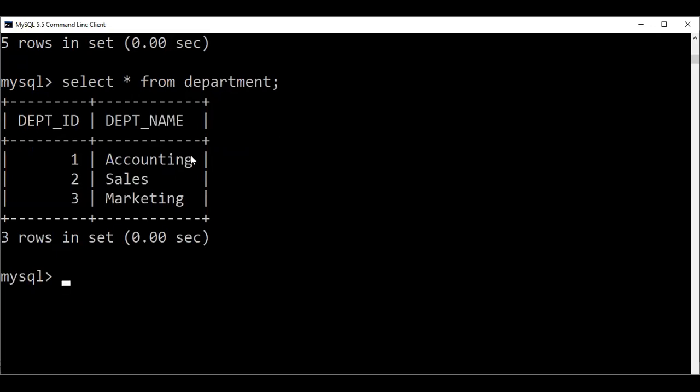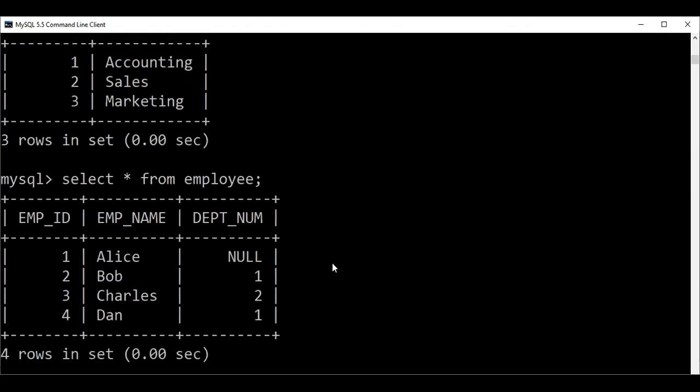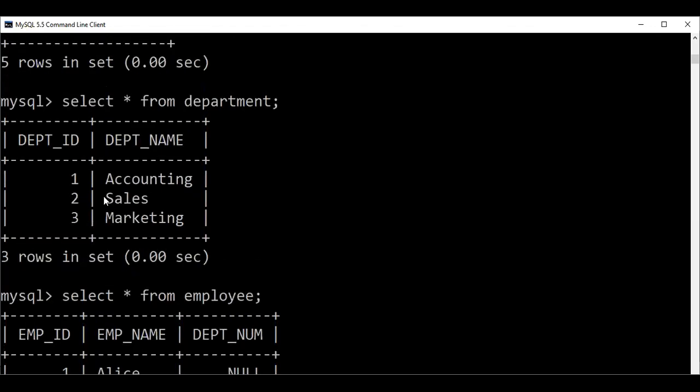Moving to the second table, this is the employee table. Another is employee two, which I'll explain later. These are the two tables. You know how to create tables. The first table has two attributes. The second table has three attributes. The first table has three rows. The second table has four rows.